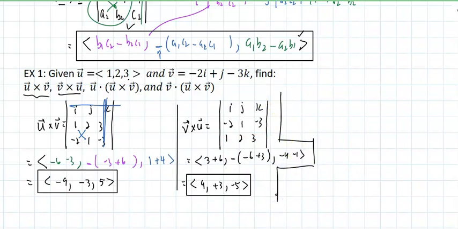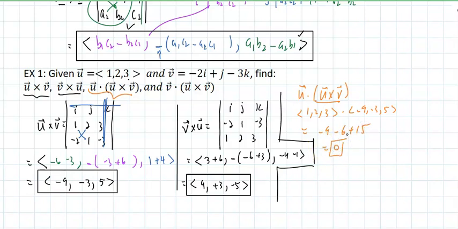Now it says find u dot u cross v. What does that mean? Well, u is 1, 2, 3. u cross v is negative 9, negative 3, and 5. What would that be? Isn't that negative 9 minus 6 plus 15? That's a 0.